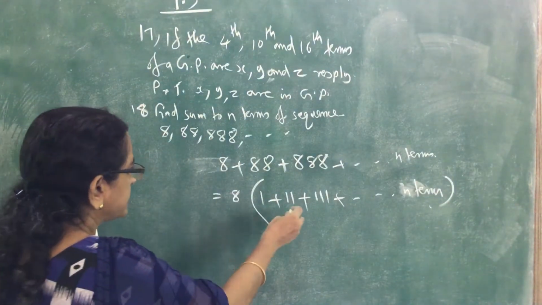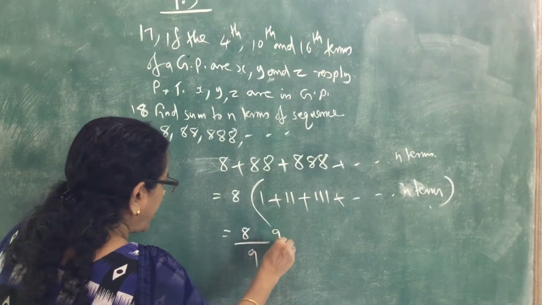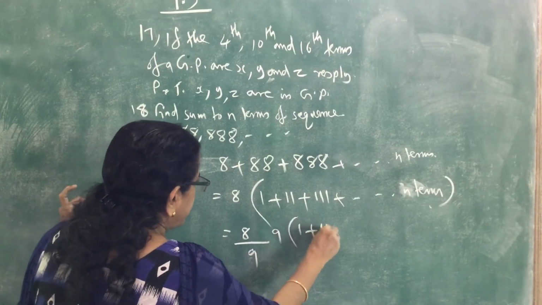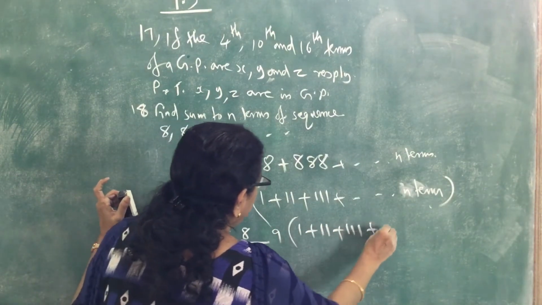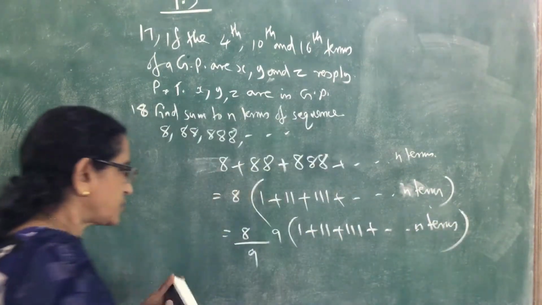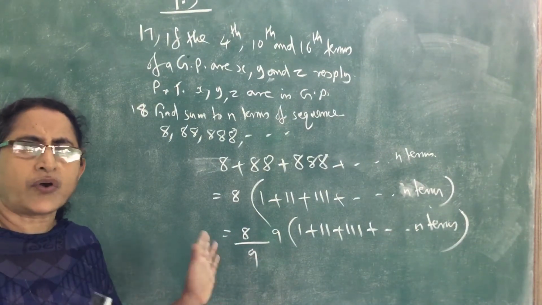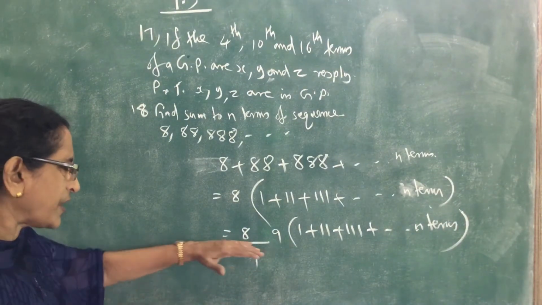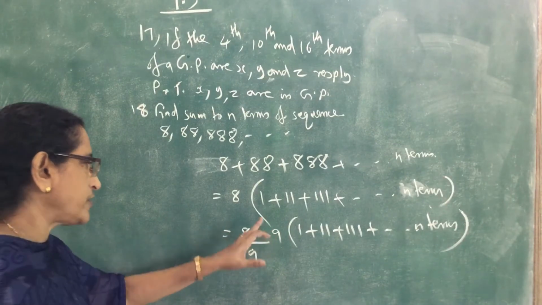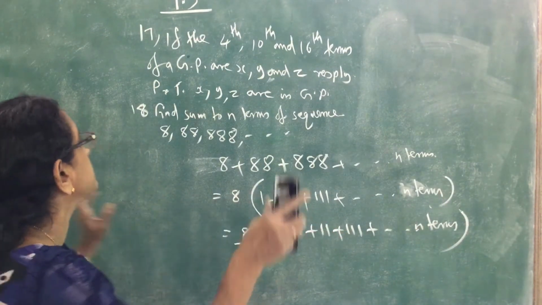So here we can write 8 by 9, multiplying and dividing by 9, into 1 plus 11 plus 111 plus etc., up to n terms. So we multiply and divide by 9, so no change in the value. Now what we are going to do is multiply this 9 inside.